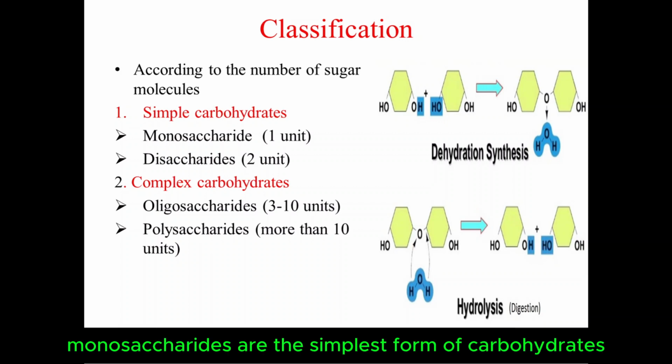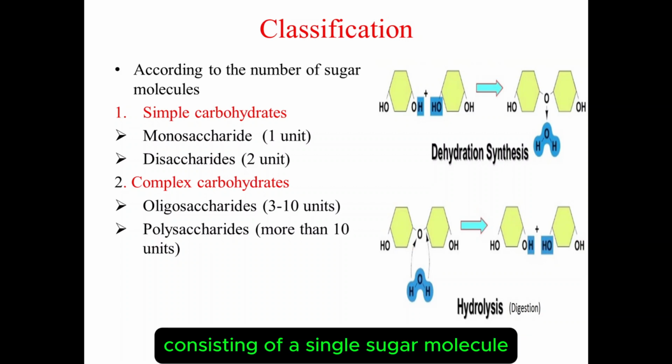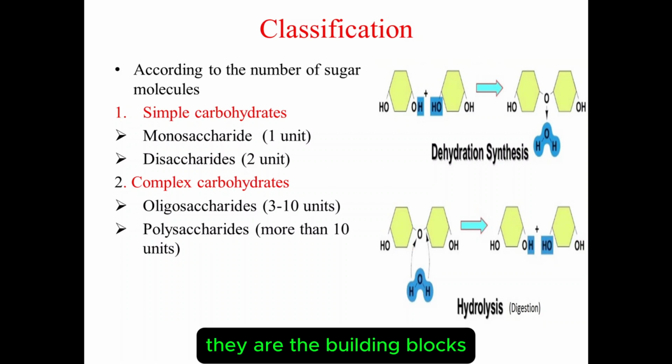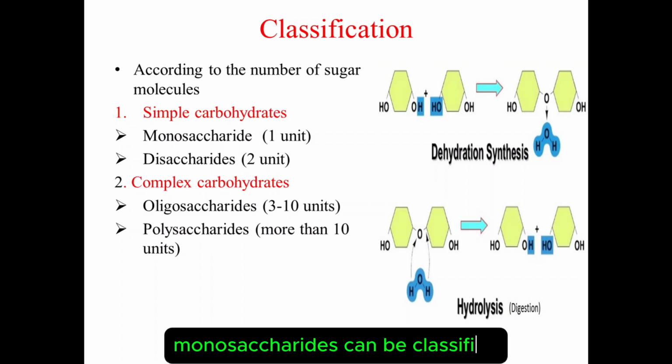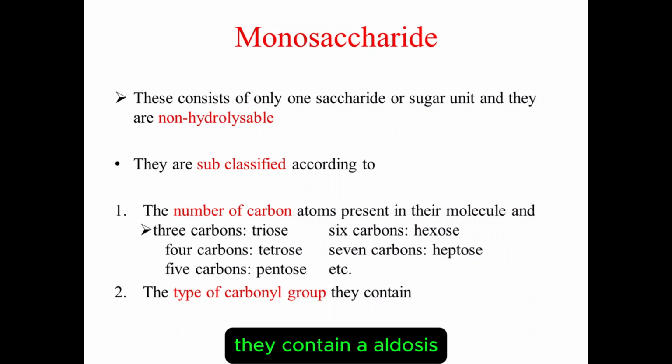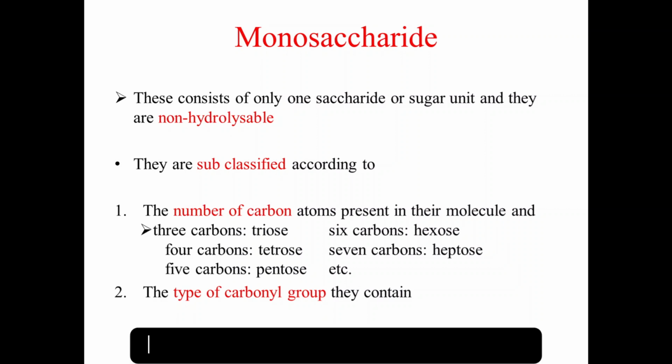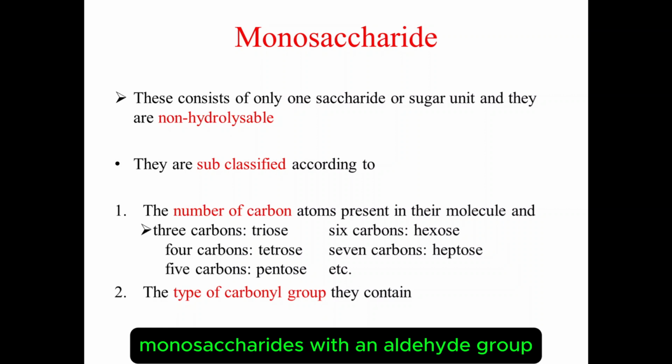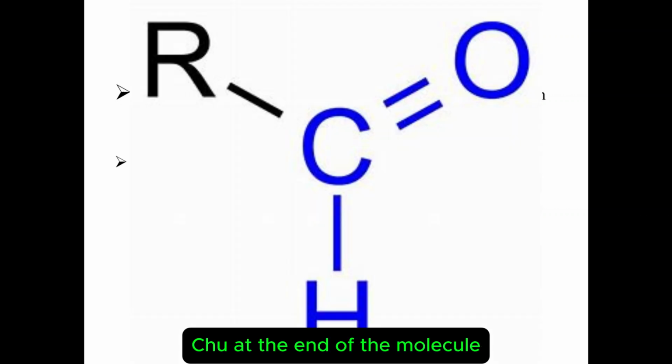Monosaccharides are the simplest form of carbohydrates, consisting of a single sugar molecule. They're the building blocks for more complex carbohydrates and play a crucial role in energy production and metabolism. Monosaccharides can be classified based on the number of carbon atoms they contain and the type of carbonyl group they contain. A. Aldoses. Monosaccharides with an aldehyde group, CHO, at the end of the molecule.